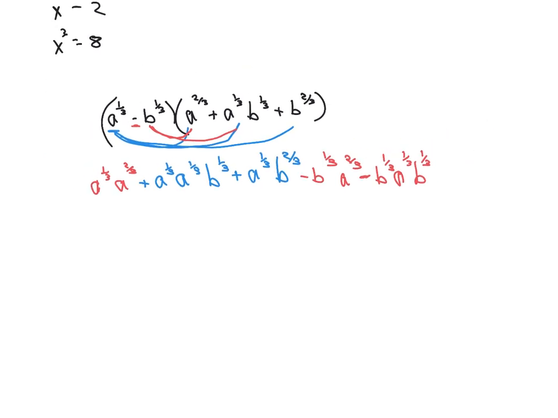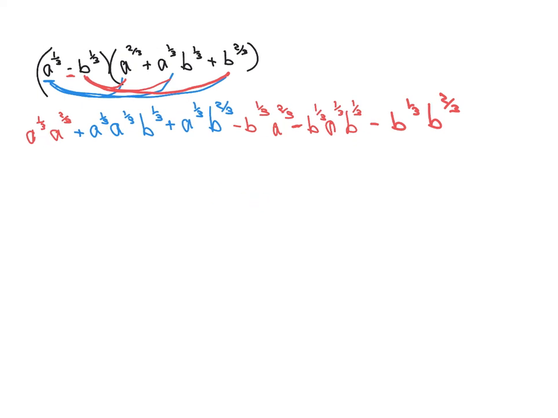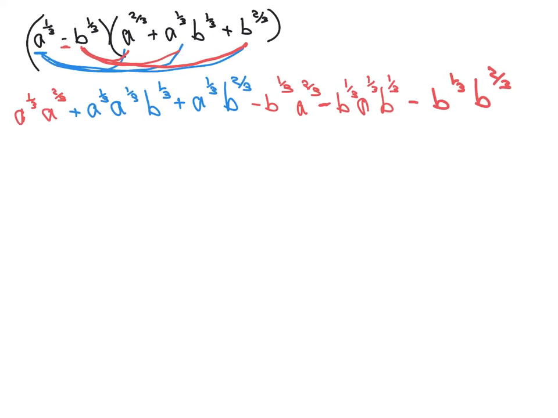Okay, I'm running out of room. Let's make it smaller so I have more room. And then we're going to do this one times this one, which is negative b to the 1/3, b to the 2/3. Okay, so I've got quite a bit of stuff there. So let's see what I can combine. I can combine these two. So this one is going to be a to the 1/3 plus 2/3. That's 3/3, which is 1/1, which is 1. So we're just going to leave that there.